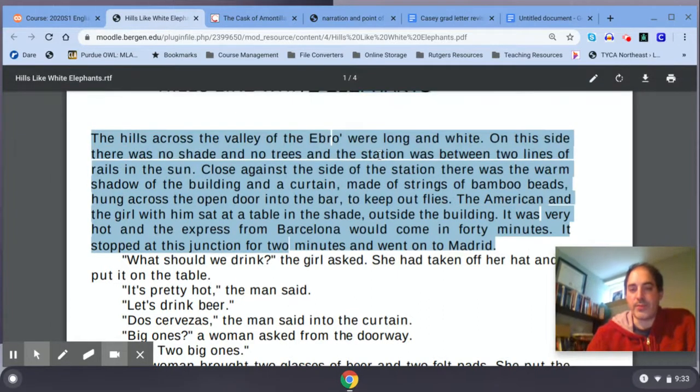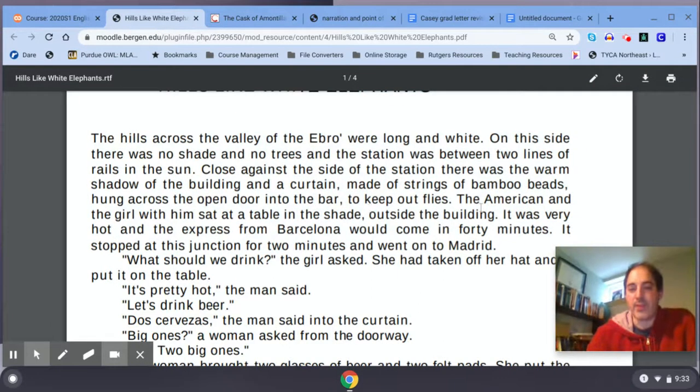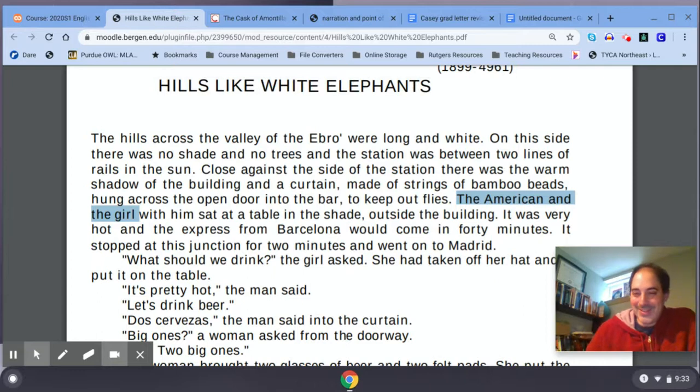So I just read this first paragraph here. And of course, the main thing to notice is that our characters are the American and the girl. Now, in almost any story you read, the very first thing you learn is what? Yeah, the name of the main character, right? Bill woke up one day, or what is it? Like Kafka's Metamorphosis. Gregor Samsa awoke one morning to discover he had transformed into a hideous vermin.